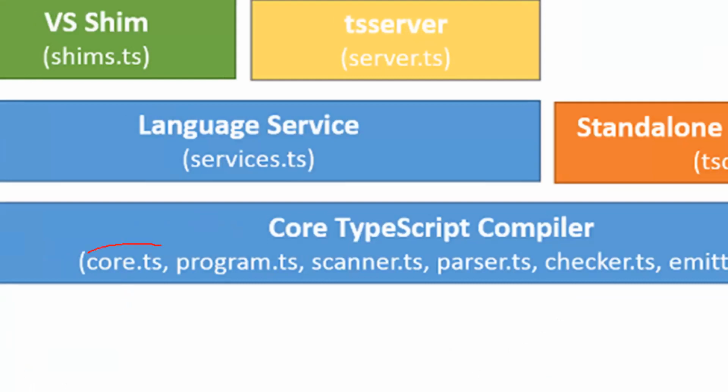There is core.ts, program.ts, scanner.ts, parser.ts, where ts means TypeScript, checker.ts, emitter.ts. Like this, we have some files. These files are present inside the compiler. They are responsible for handling different things.